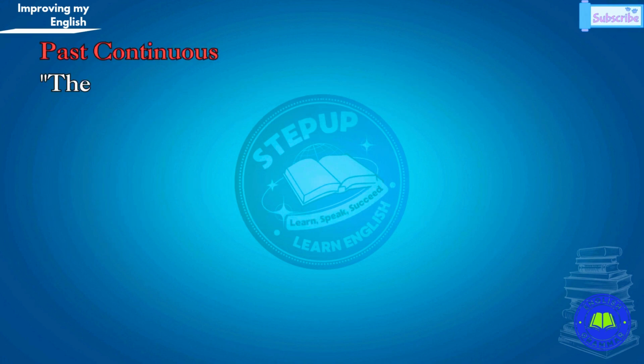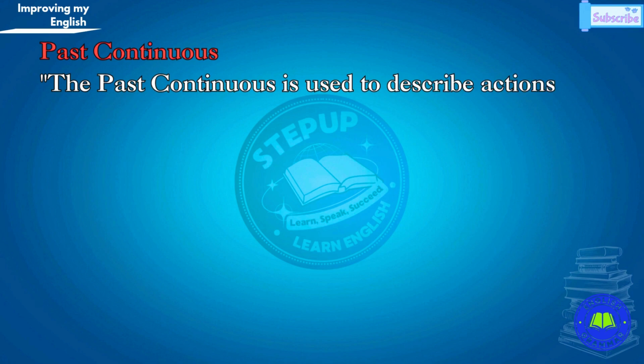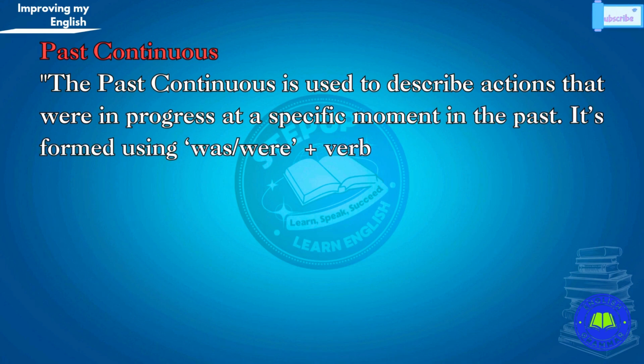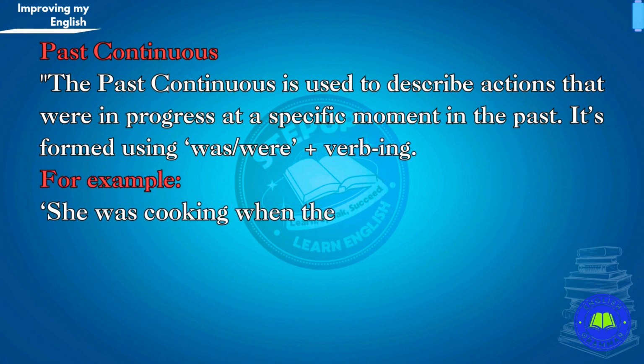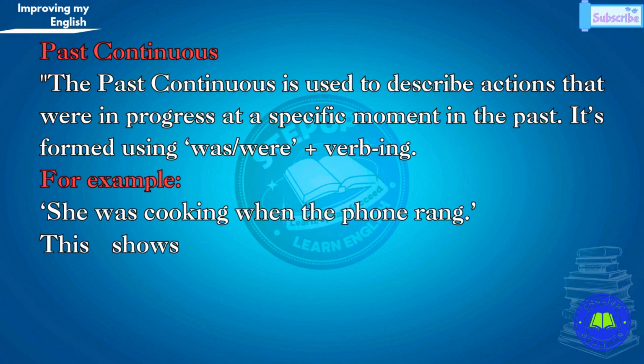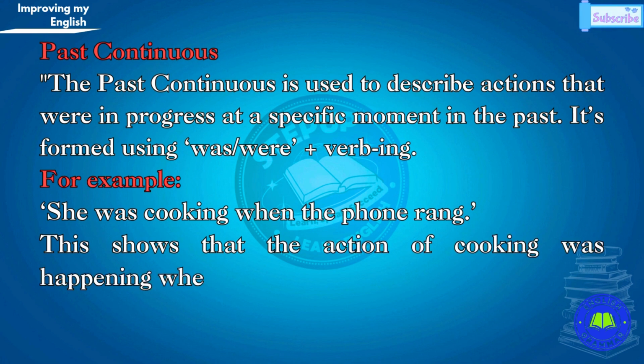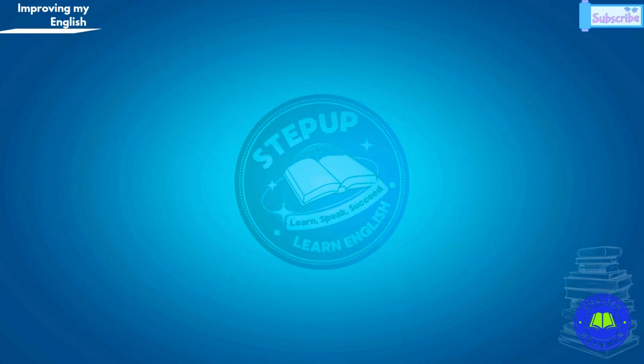Past continuous. The past continuous is used to describe actions that were in progress at a specific moment in the past. It's formed using was or were, plus verb-ing. For example, she was cooking when the phone rang. This shows that the action of cooking was happening when another event occurred.